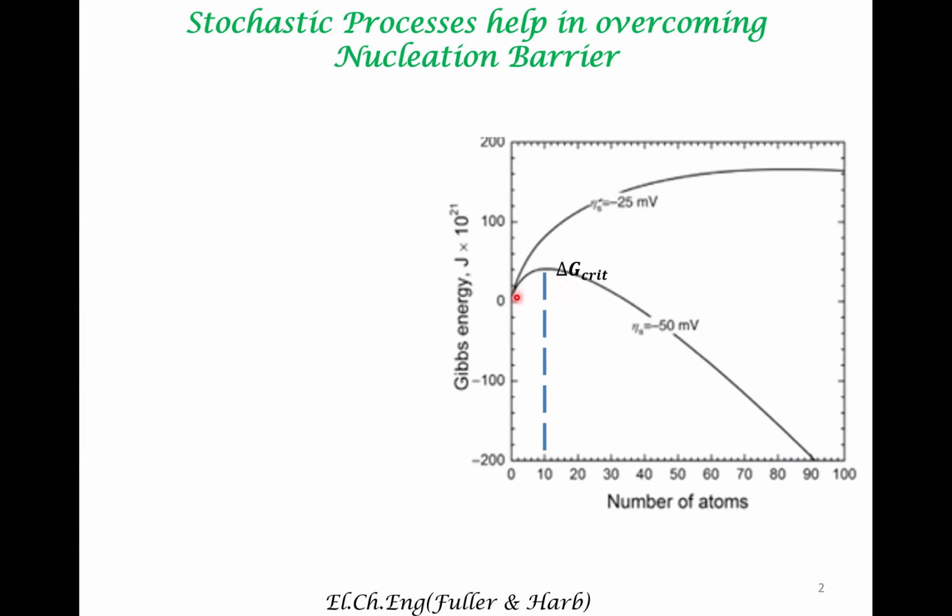So whenever there is an activated process, that is, the delta G, free energy, is increasing and then decreasing, this activation energy controls a particular kind of process. In this case, it controls the rate of nucleation, which is indicated by J. As the number of nuclei increases with time, J indicates the rate of nucleation. So this rate is controlled by the delta G.